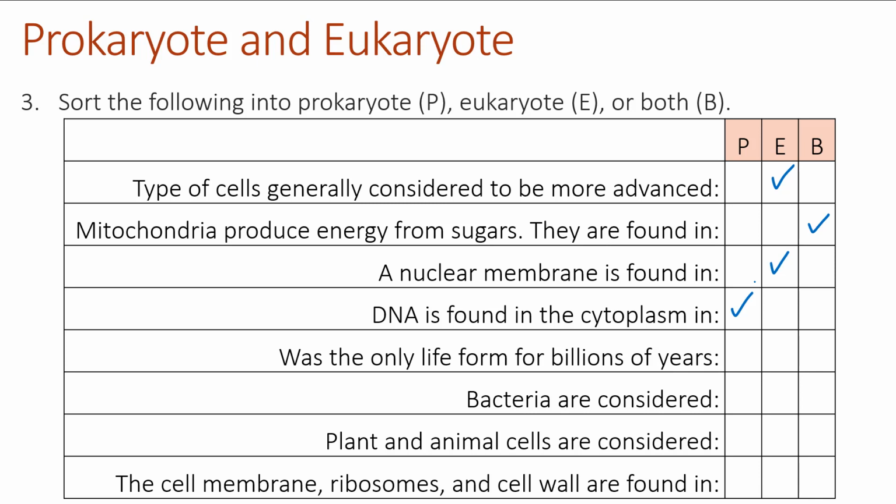Now, the only life form for billions of years, prokaryotes are much simpler cells, and those evolved much sooner than eukaryotic cells. And bacteria are also considered prokaryotes. Plant and animal cells are eukaryotes. That's because they have all of those membrane-bound organelles and a true nucleus. The cell membrane, ribosomes, and cell wall, those are only found in eukaryotic cells, some plant, some animal.